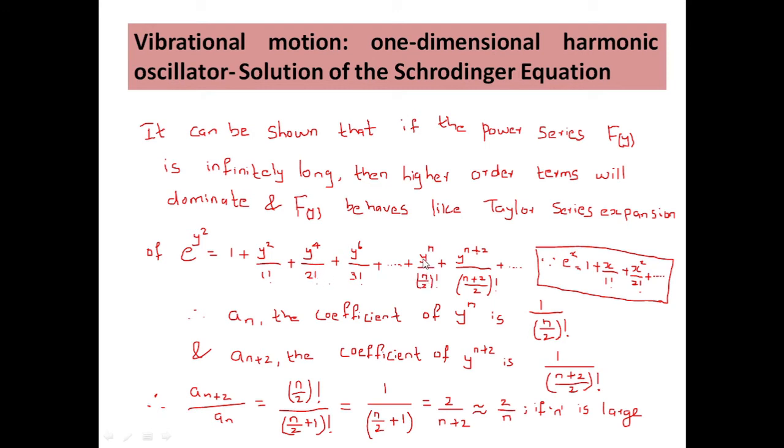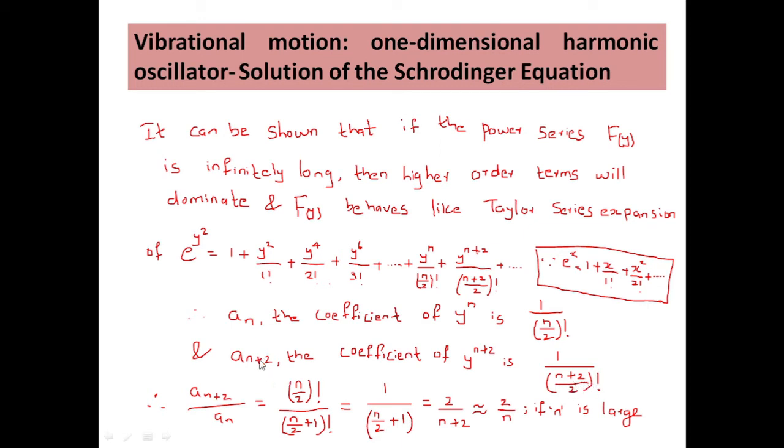In the same fashion, in the case of y raised to n, the denominator will be n by 2 factorial, and the next term will be y raised to n plus 2 with denominator n plus 2 by 2 factorial, which is actually n by 2 plus 1 factorial. So suppose an is the coefficient of y raised to n, then that is 1 by n by 2 factorial. Similarly, if an plus 2 is the coefficient of y raised to n plus 2, then that value is given by 1 by n plus 2 divided by 2 the whole factorial.